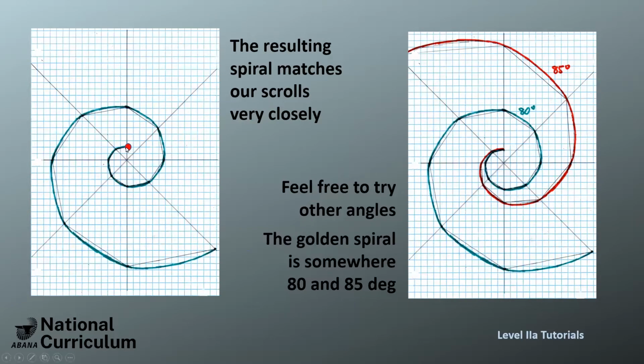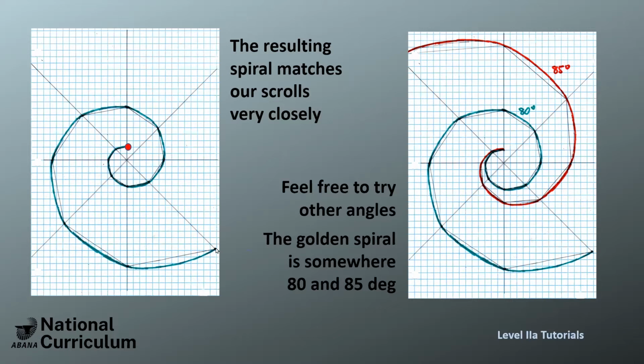Then I go with a felt pen or some kind of pen and try to make a smooth spiral that goes through all the points where my drawing that I made before crosses the beams, or the rays that come from the center. So I get this spiral, and of course I didn't just hit 80 degrees by accident.